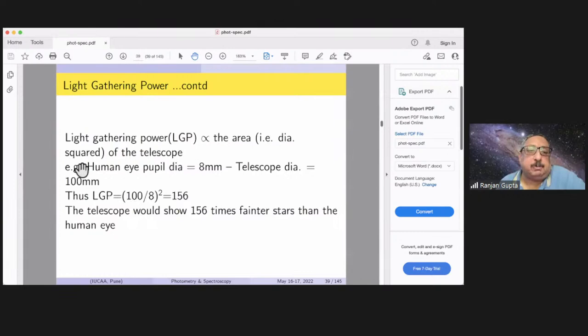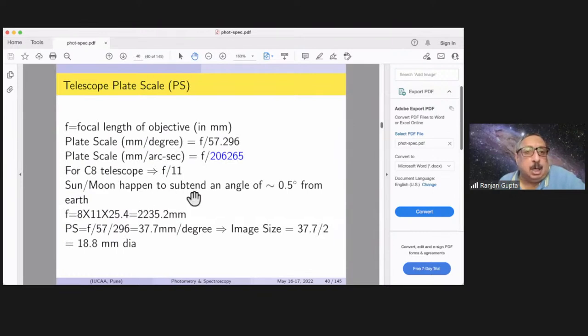So a very quick example, a 4-inch telescope and human eye with 8 mm, you are gaining light gathering power of 156 times. So you can actually observe by the 4-inch telescope, compared to the human eye, 156 times fainter, and you can quickly make out how many magnitudes fainter you can observe with a 100 mm telescope. This is another thing, the last one before I move to the actual photometry definition.